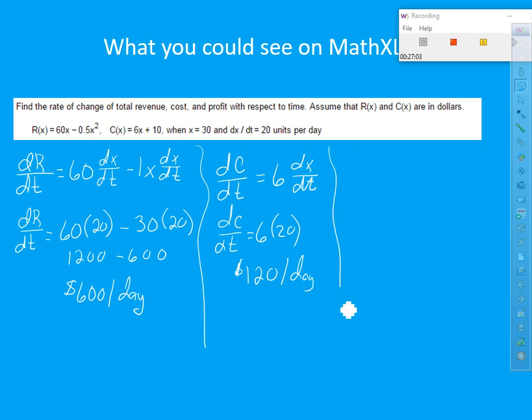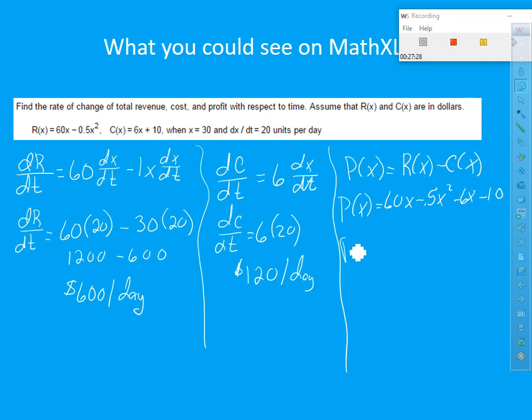And I won't fully go through this last one, but now I got to do the profit. So remember profit, guys, revenue minus the cost. So my profit equation, 60x minus 0.5x squared minus 6x minus 10, I distributed. My profit equation: negative 0.5x squared plus 54x minus 10. Now we can find the derivative like we did on these two parts and plug in our numbers.